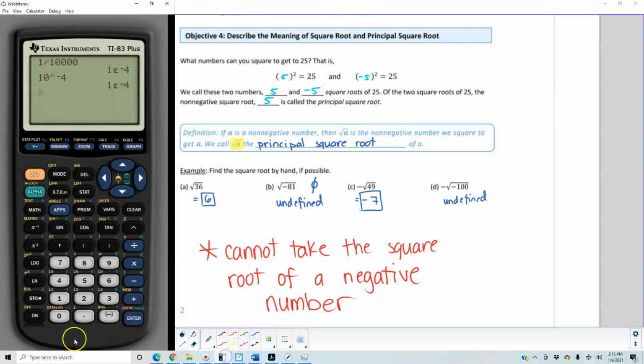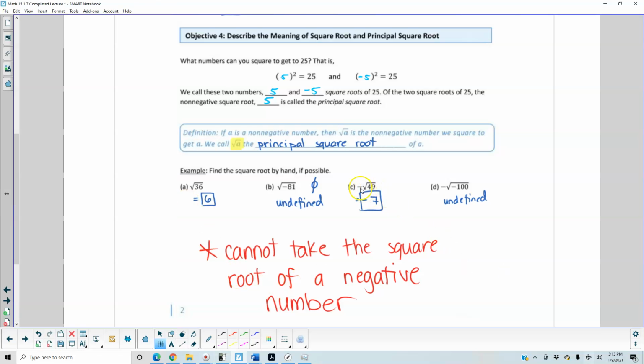Let's verify that on the calculator. If I take the square root of negative 81, it gives me an error. Okay, so you can see there that we get an error. Now, what if the negative is on the outside? Well, we first need to follow order of operations. So we need to find out, what do I have to square to get 49? Well, the answer is 7, and then we bring down the negative.